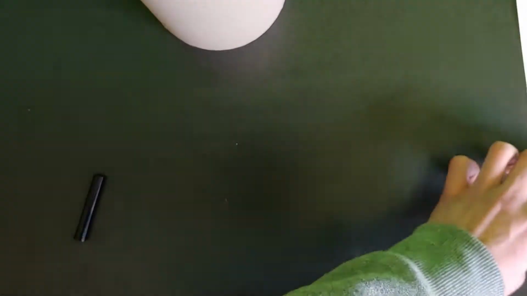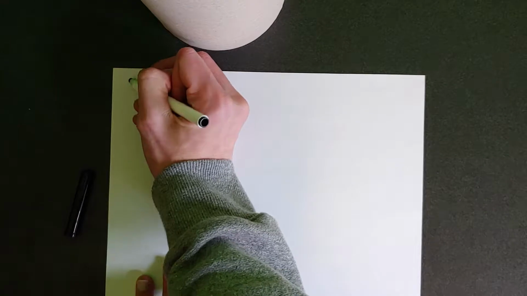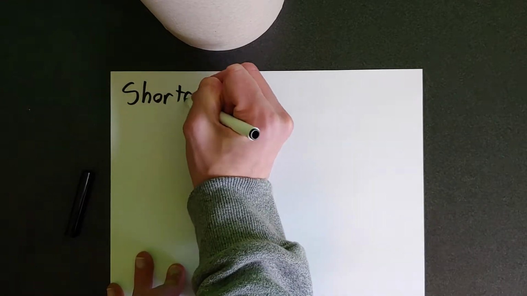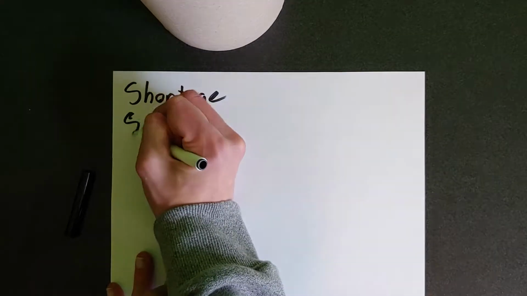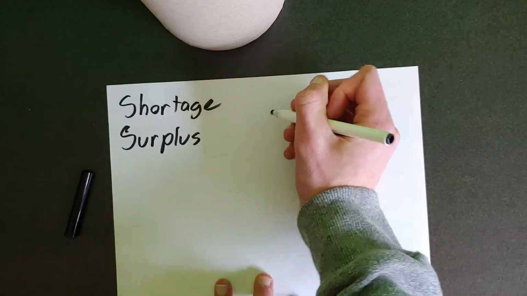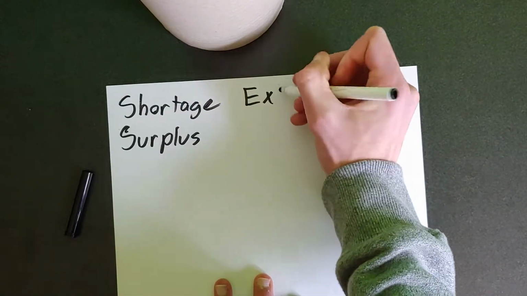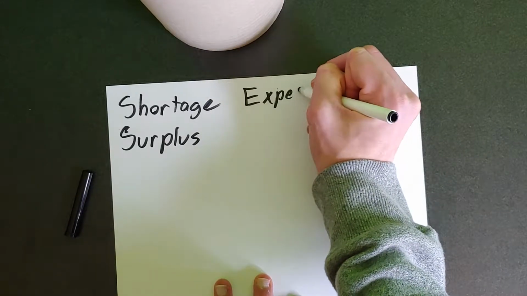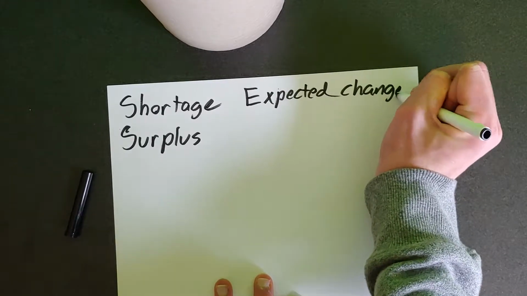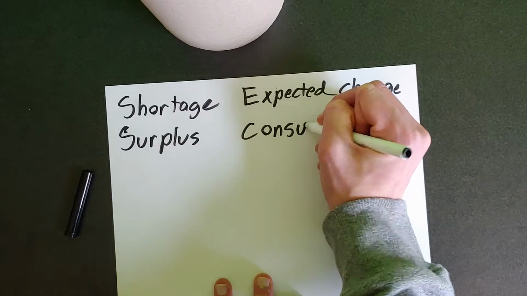And there are a bunch of things that can affect all this. A change in price could be a shortage, surplus, the market could be expected to change in the future, or consumers don't want the product anymore.